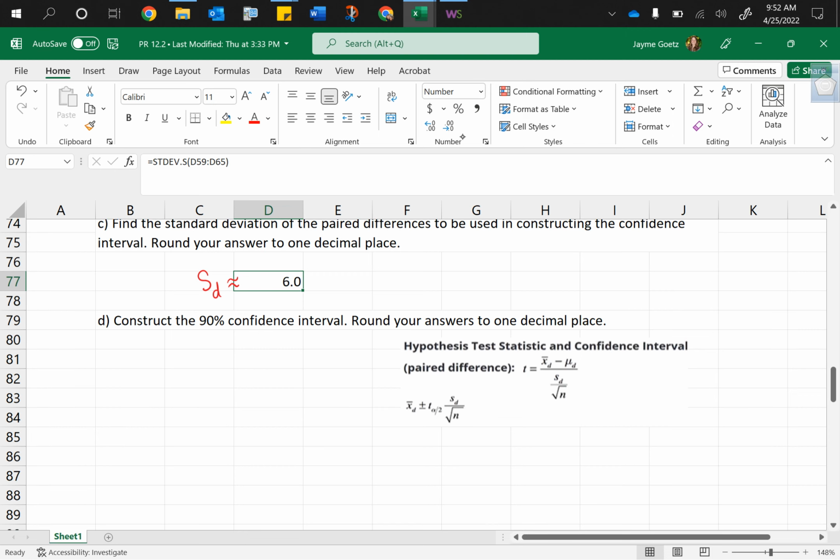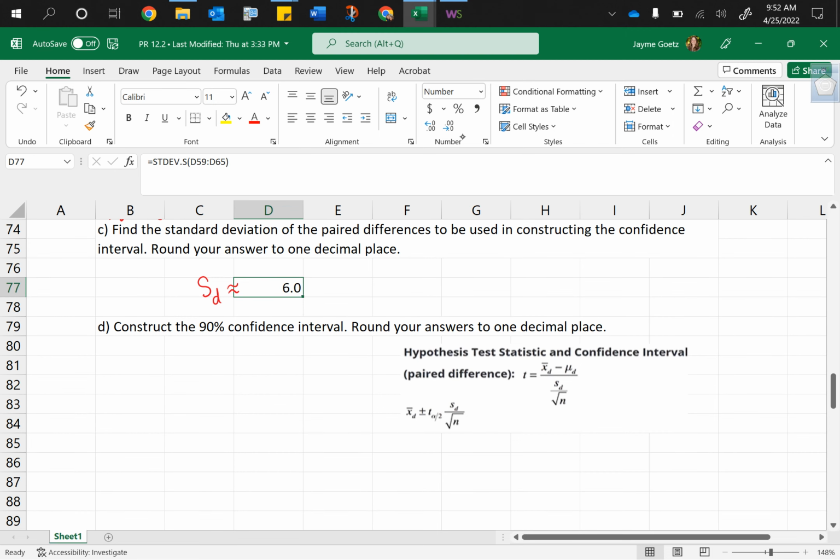Now, part D, construct the 90% confidence interval and round your answer to 1 decimal place. Guys, I am telling you right here and now, this formula is on your sheet. Okay? This formula is on your sheet. Construct the 90% confidence interval. It's going to look like this. Hypothesis, test statistic, and confidence intervals of paired differences.